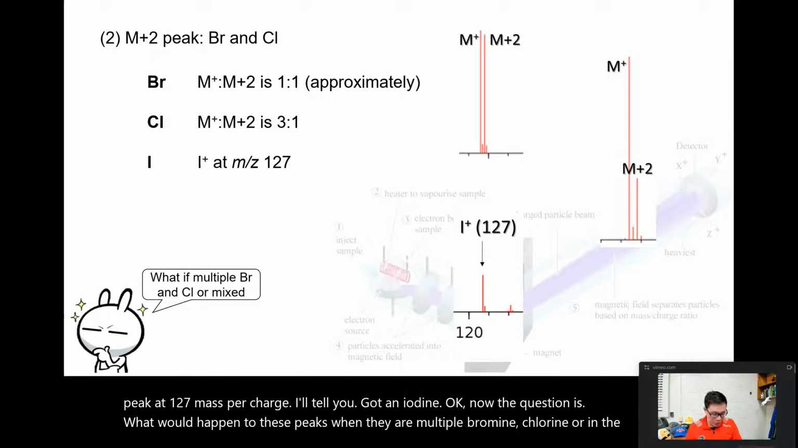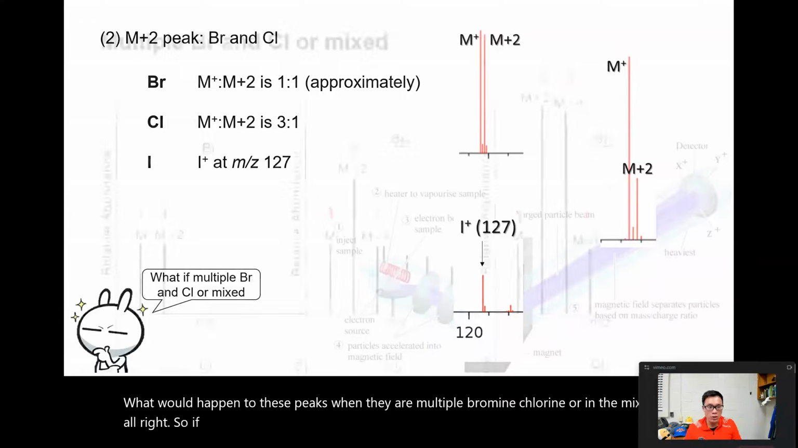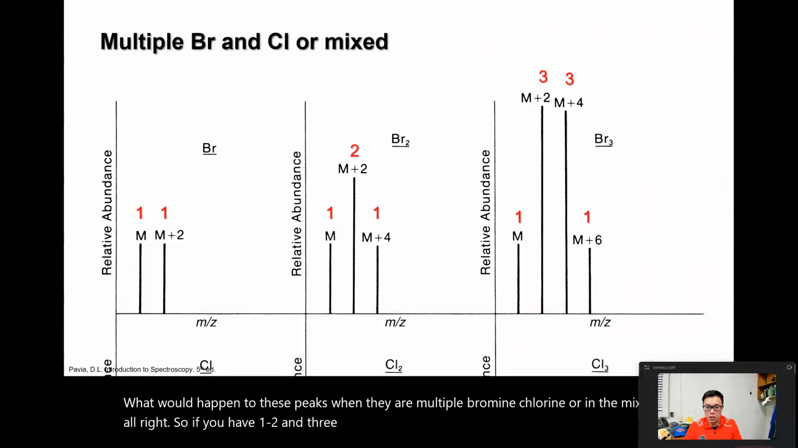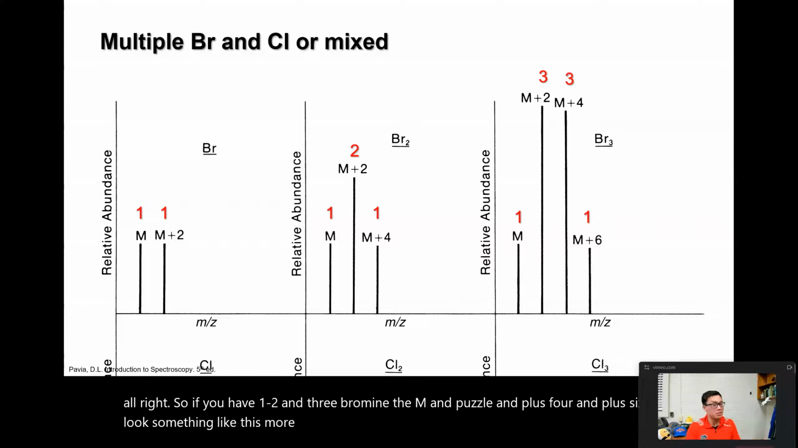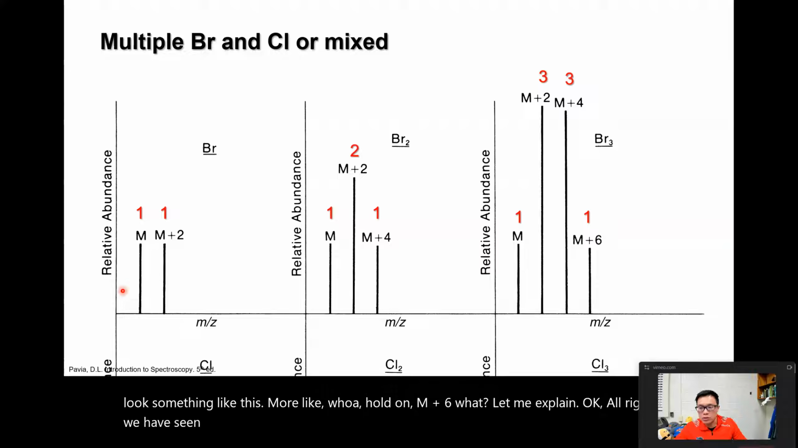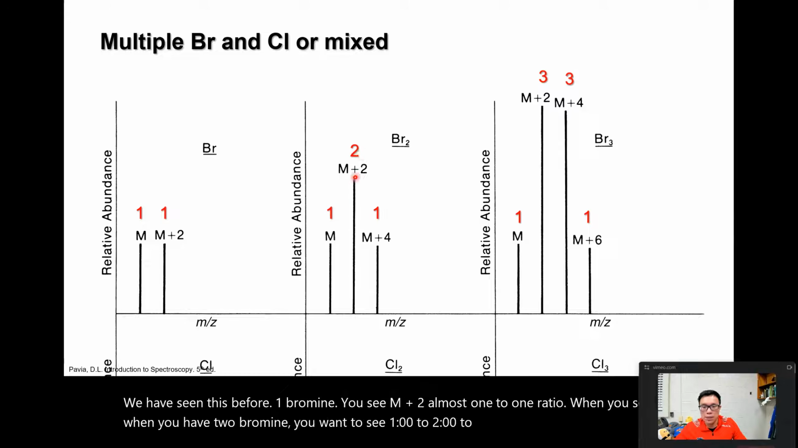Okay. All right. So if you have 1, 2, and 3 bromine, the M+2, M+4, M+6 will look something like this. More like, whoa, hold on, M+6, what? Let me explain. We have seen this before. One bromine, you see M+2 almost 1-to-1 ratio. When you have 2 bromine, you're gonna see 1-to-2-to-1 M+2, M+4.